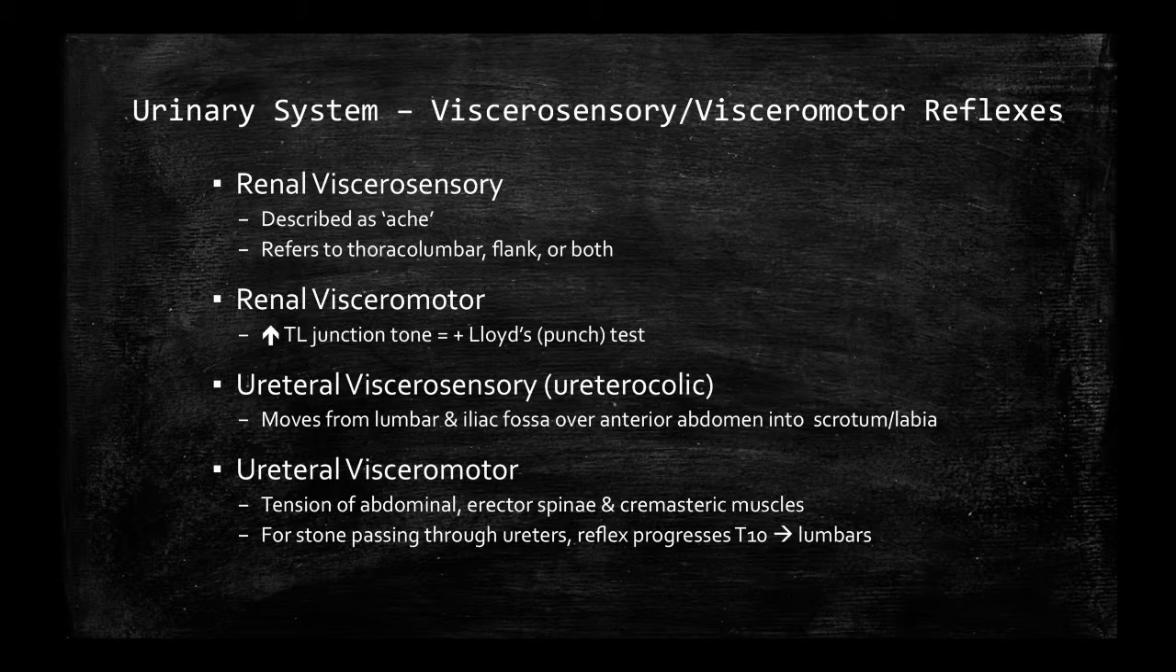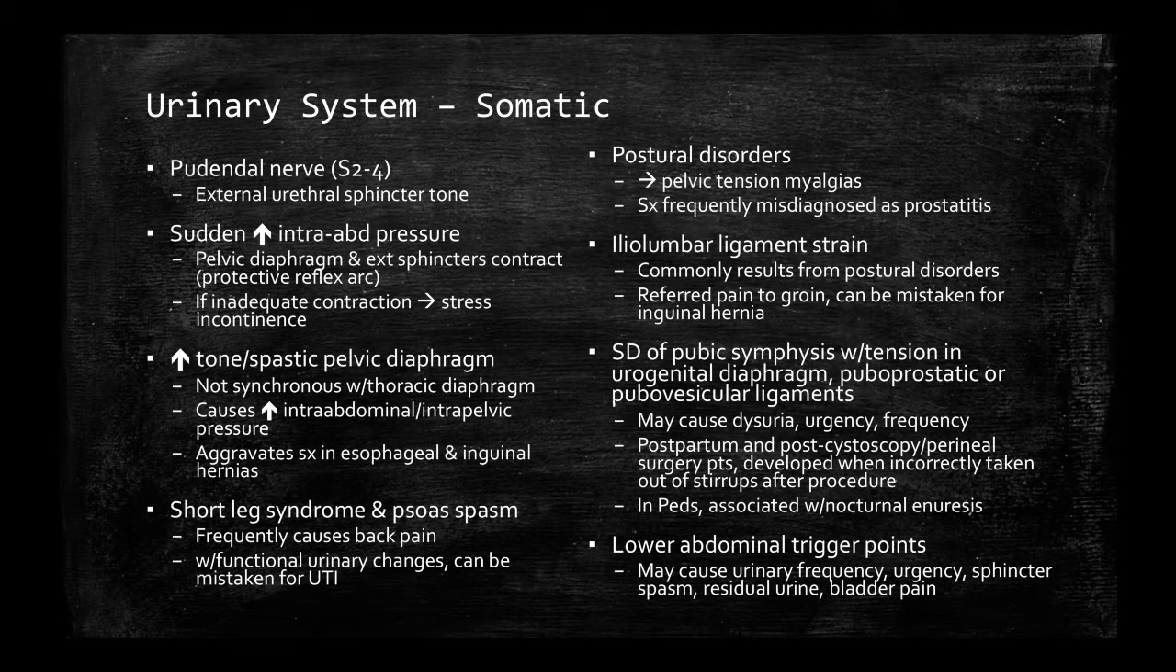This reflex progresses starting about the T10 level up near the kidney itself, and as it progresses down the ureters, you start getting more pain moving down the lumbar spine. Somatic referrals from the urinary system start with the pudendal nerve, which innervates the external urethral sphincter tone, and this runs from S2 to 4. Sudden increases in intra-abdominal pressure cause the pelvic diaphragm and external sphincters to contract in this protective reflex arc, but if there's inadequate contraction, this leads to the condition of stress incontinence. People sometimes get this when coughing or sneezing, with loss of urine.